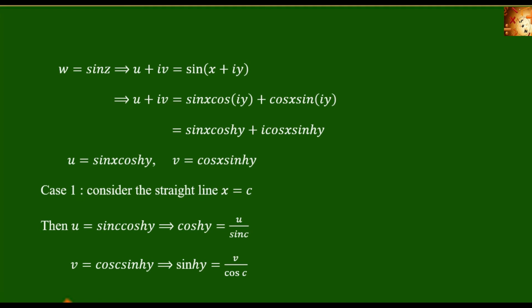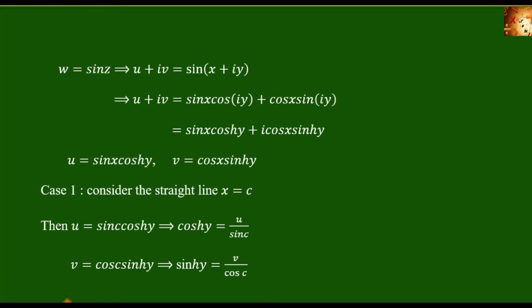Put Z equal to x plus iy and W equal to u plus iv. We get u plus iv equal to sin of x plus iy. What is sin of a plus b? Sin a cos b plus cos a sin b. So sin x cos iy plus cos x sin iy. Then next, sin x into, what is cos iy? Cos iy is cosh y. So sin x cosh y plus sin iy is i sinh y, so i cos x sinh y. Then comparing on both sides, we get u equal to sin x cosh y and v equal to cos x sinh y. Next, we are considering some cases.